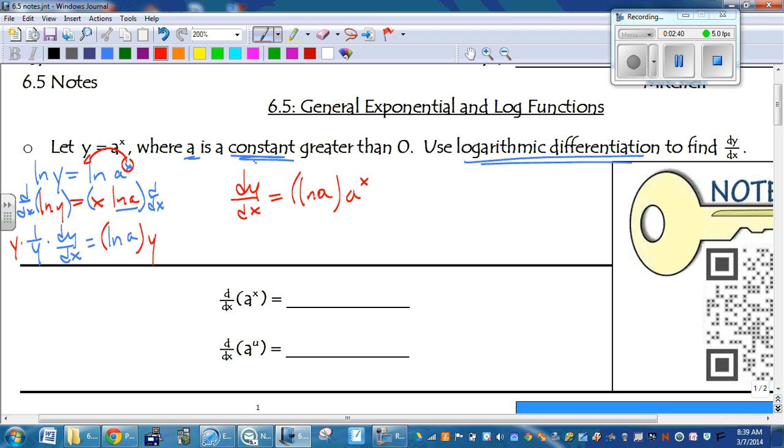And that's our derivative. Instead of having to do this long process, if this is a constant raised to x, we can just use this shortcut. Right? Derivative of a to the x, as long as a is a constant greater than 0, is going to be, and I'm going to kind of switch these around, a to the x times natural log of a.